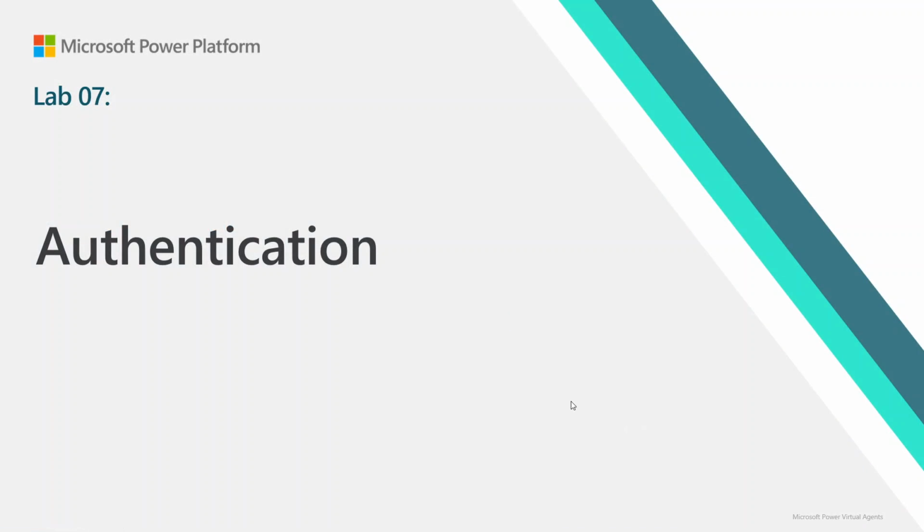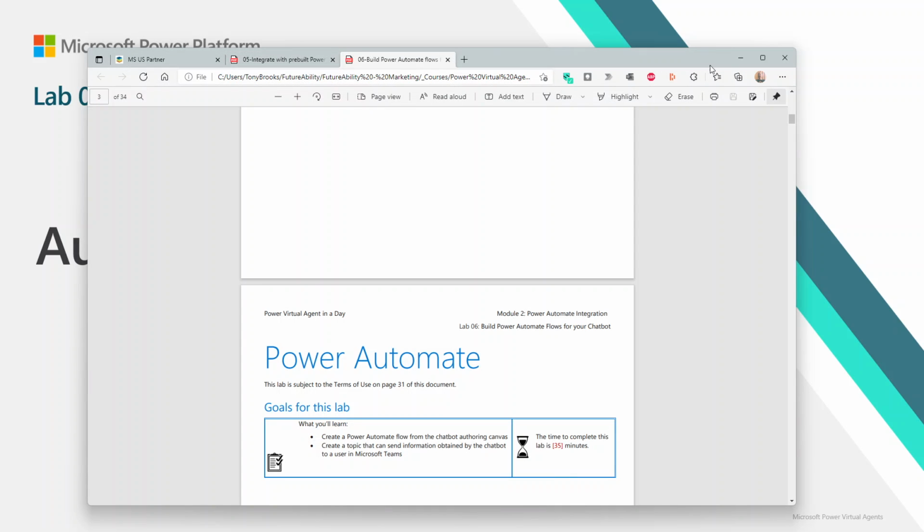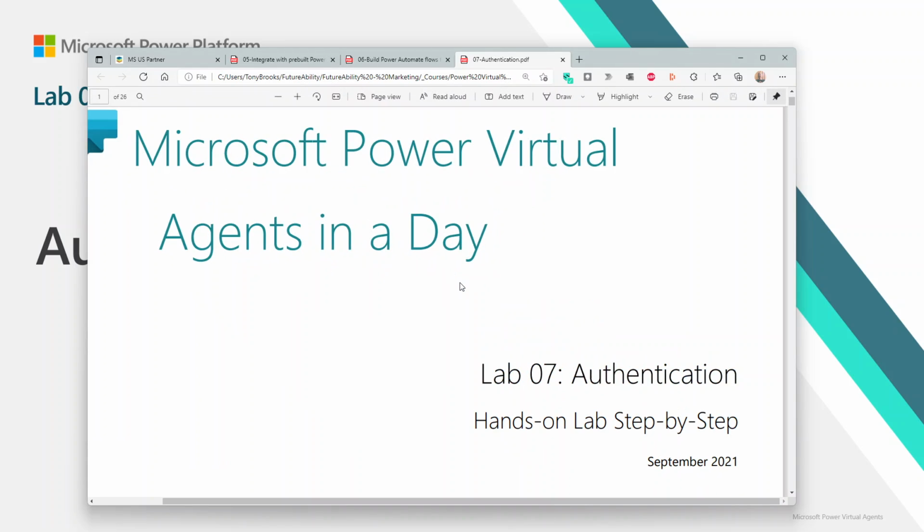So there is a lab on this. Now, this is optional. There's no need to go through the full lab. But if this is something that you might want to set up for your organization, then I recommend that you do go through this. Let me just pull up the lab document for lab number 7. Here is the lab document for lab number 7.